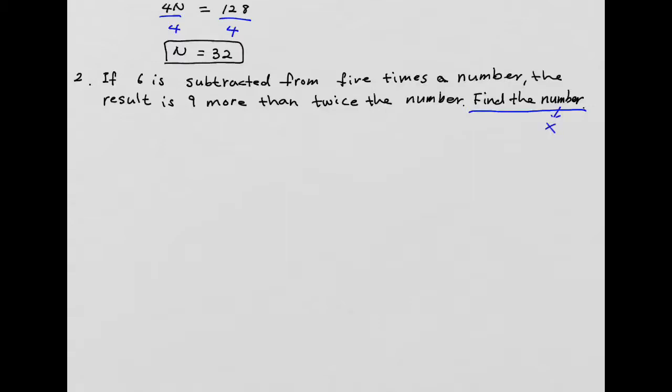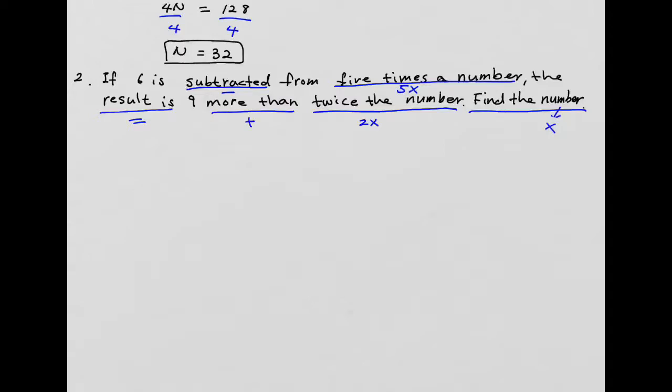If 6 is subtracted from 5 times a number, so subtract is negative. 5 times the number, you're going to get 5x. The result is going to be an equal sign, 9 more than twice the number. Twice the number means 2 times x, 2x. More than is going to be addition.